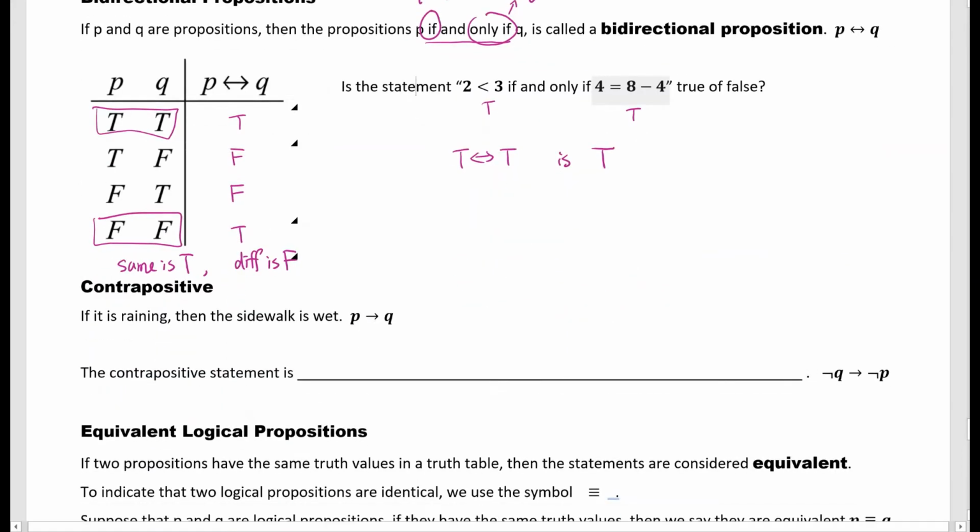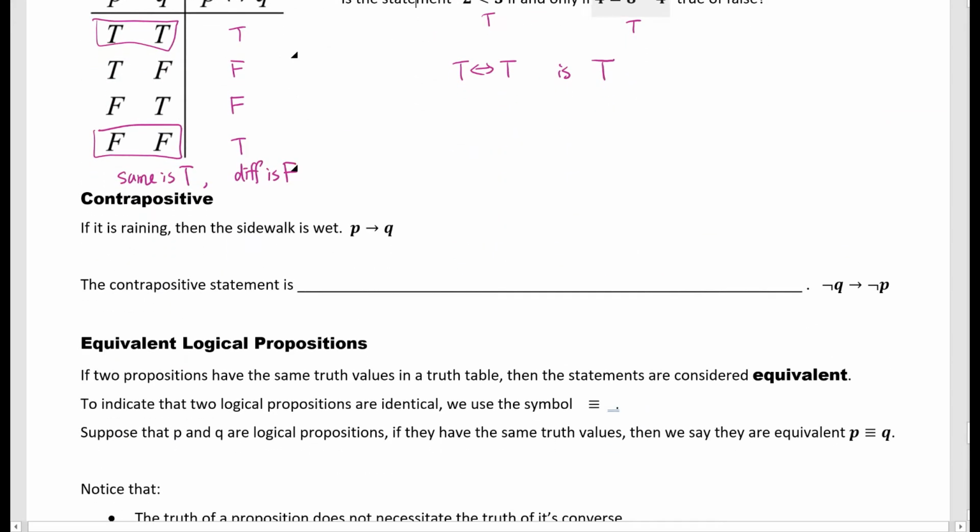Next, contrapositive. If it is raining, then the sidewalk is wet. The contrapositive statement is going to be not Q implies not P. So we're given P and Q, so P implies Q. The converse is Q implies P. The contrapositive is not Q implies not P.